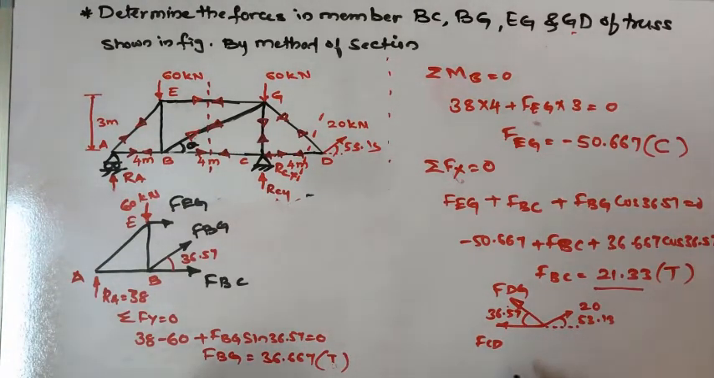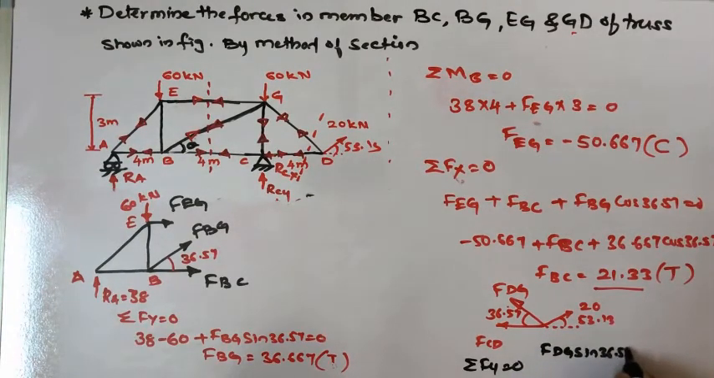So what I can do is use the summation of Fy equal to 0 to get the value. If I take the summation of Fy equal to 0, then I'll get FDG sin 36.57 plus 20 sin 53.13 equal to 0. If I simplify, then I'll get FDG as minus 26.67. If you are getting minus 26.67, that is a compression. Okay, that is your method of section.